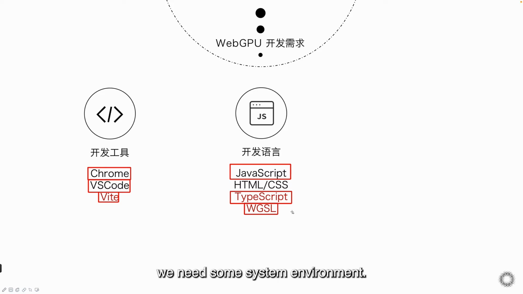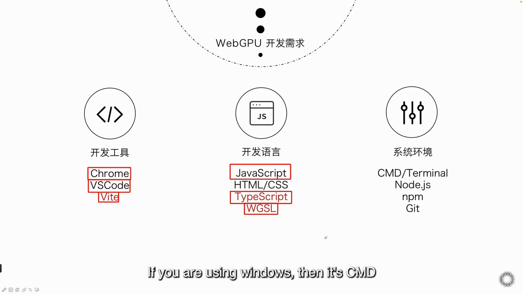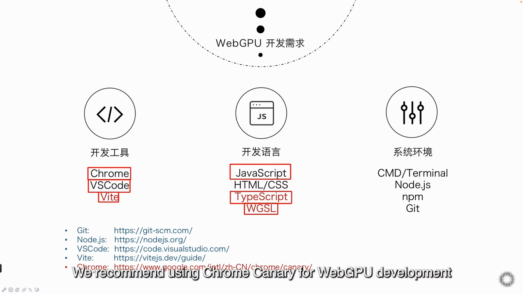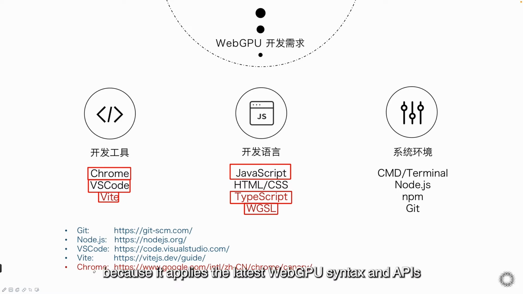Finally, of course, we need some system environment. If you are using Windows, then it's CMD. If Mac or Linux, then it's terminal. We also need to know some common development tools, such as Node.js, NPM, and Git. We will not introduce too much about the use of these tools in this series of tutorials. Those who are interested can visit the relevant official websites listed below to download and learn by yourselves. Believe me, they are not difficult. But note here, we recommend using Chrome Canary for WebGPU development because it applies the latest WebGPU syntax and APIs.